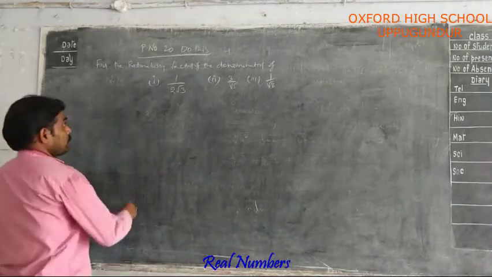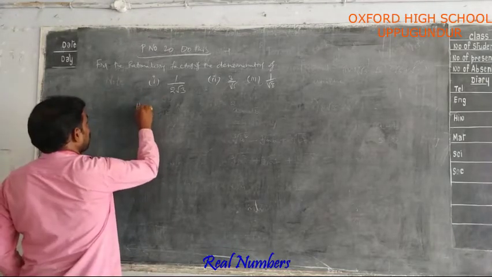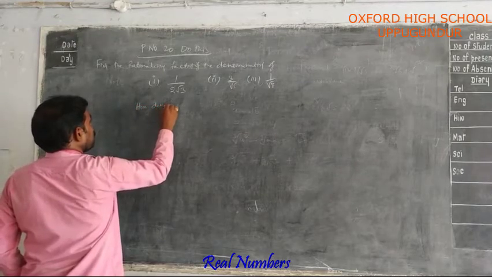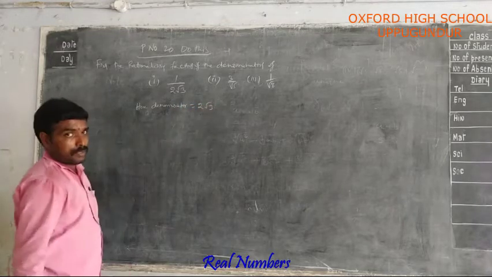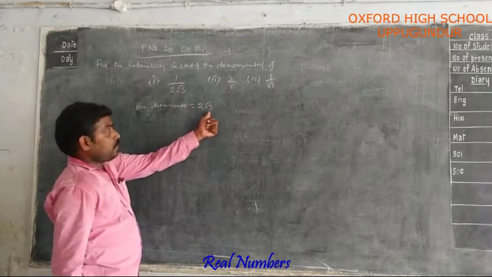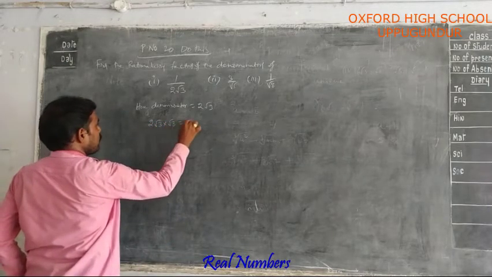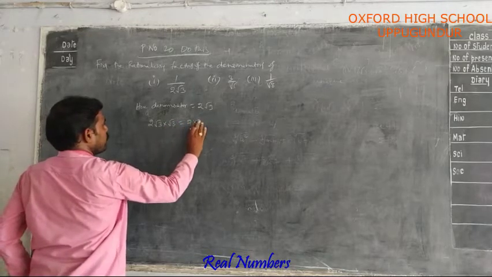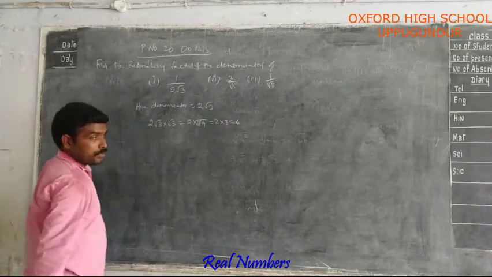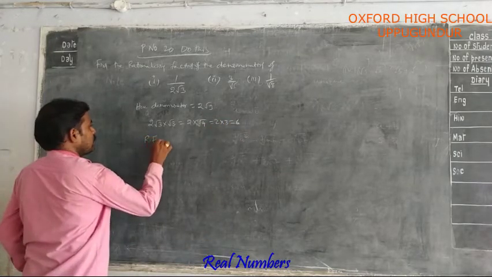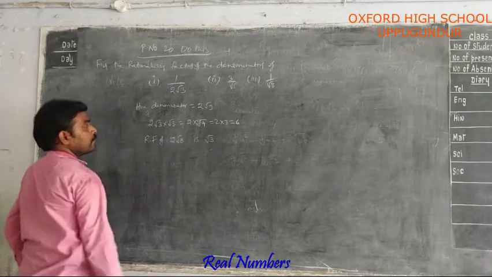So first, 1 by 2 root 3. You know, right? Rationalizing factor of the denominator. Here the denominator is 2 root 3. So what is the irrational number here? Root 3. What is the simplest form of irrational number for this? 2 root 3 into root 3. You will get 2 into root 3 into root 3, root 9, 2 into 3, 6. So the rationalizing factor of 2 root 3 is root 3.